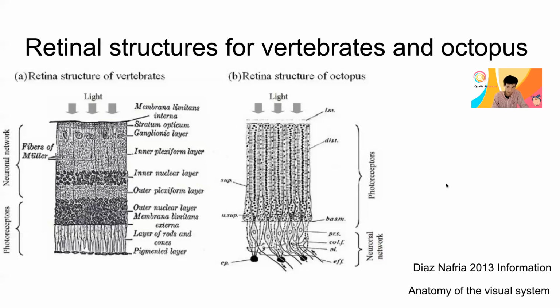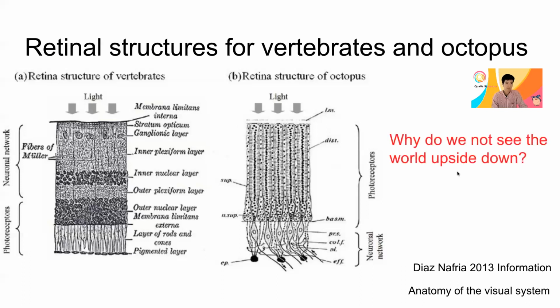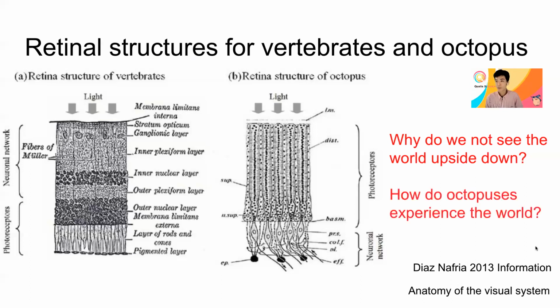And one more interesting thing about the octopus versus humans or vertebrates is that the octopus doesn't actually invert the image like us. Our lens inverts the upside-down image into upright at the level of the retina, but they don't do that. So it's always curious to me why we do not see the world upside down. That's one thing. And also, how do octopuses experience the world? I really want to know this. And the way we can explain this in terms of consciousness research. All right.